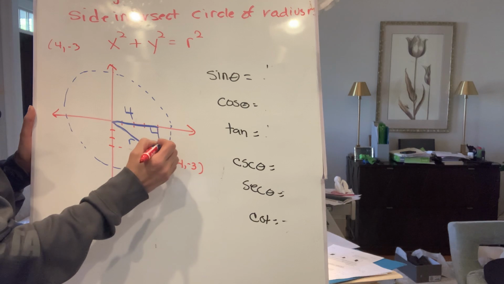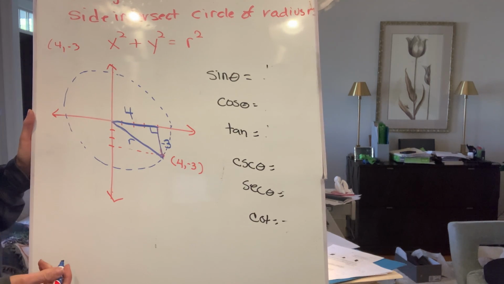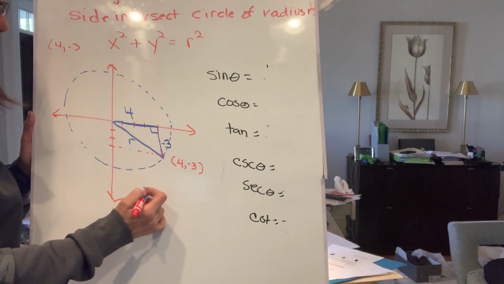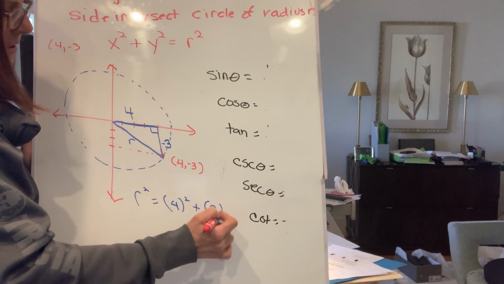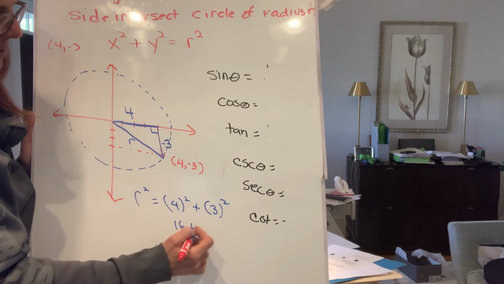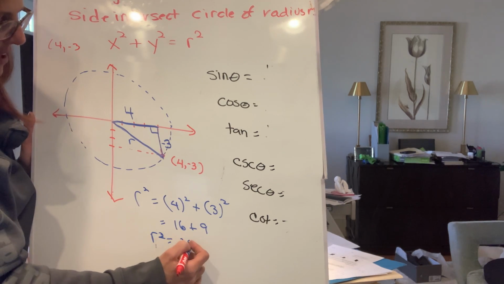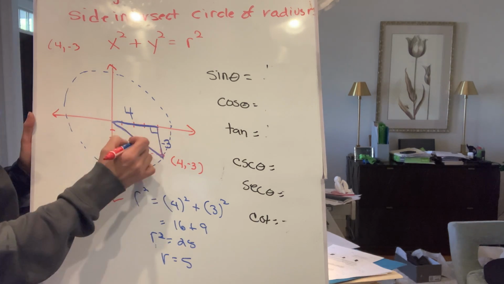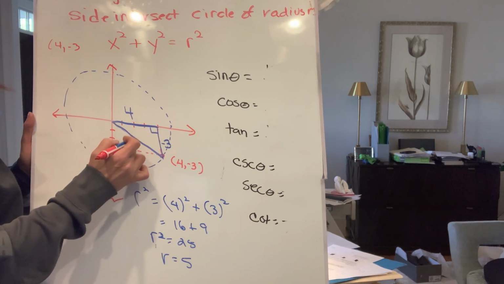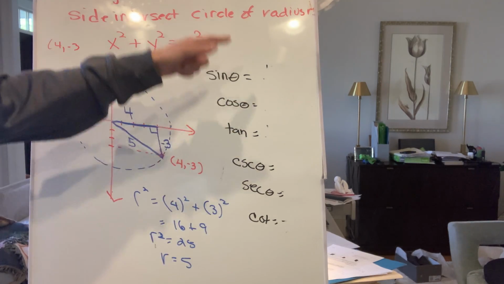The length of this line is 3, but we're going to put a -3 to remember that we are in the 4th quadrant. If I do the Pythagorean theorem, though, that's just length. So we're just going to go 4 squared plus 3 squared is 16 plus 9. So we have r squared equals 25, so we get r equals 5. So we have our 3, 4, 5 right triangle.